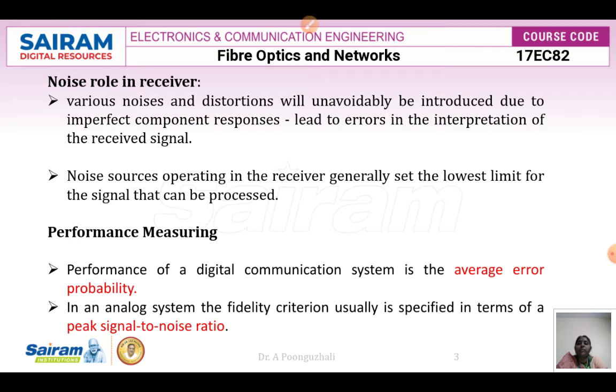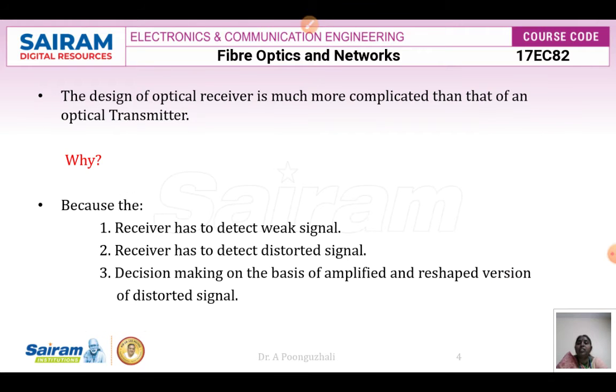The performance measure of a digital communication system is based on the average error probability. But in an analog system, the fidelity criterion is in terms of the peak signal to noise ratio.